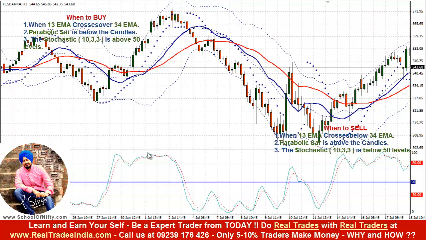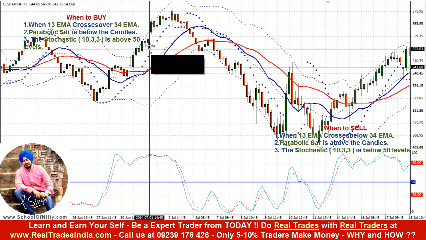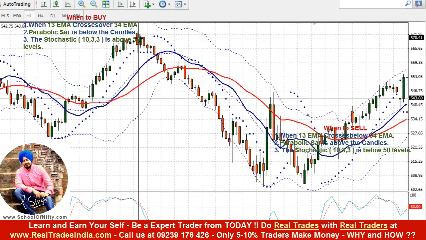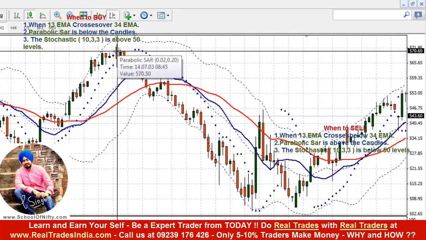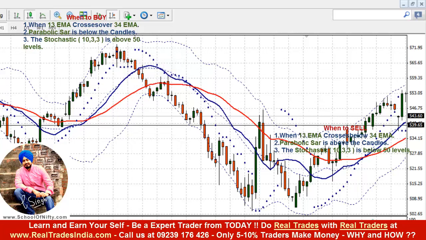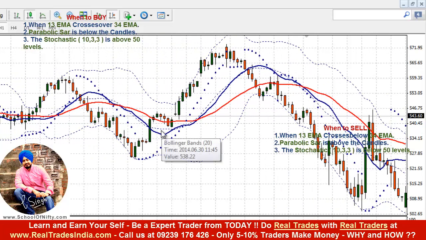Just see carefully. Now see over here, the 13 EMA has crossed over the 34 EMA, and these dotted lines are below the candles. Fine. So where do I buy? I buy at this region, which is 555, and it has gone up to around 570. Wow.